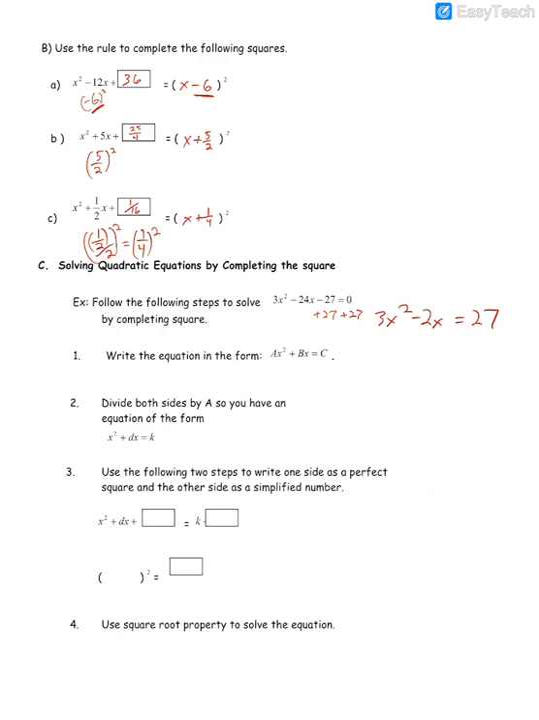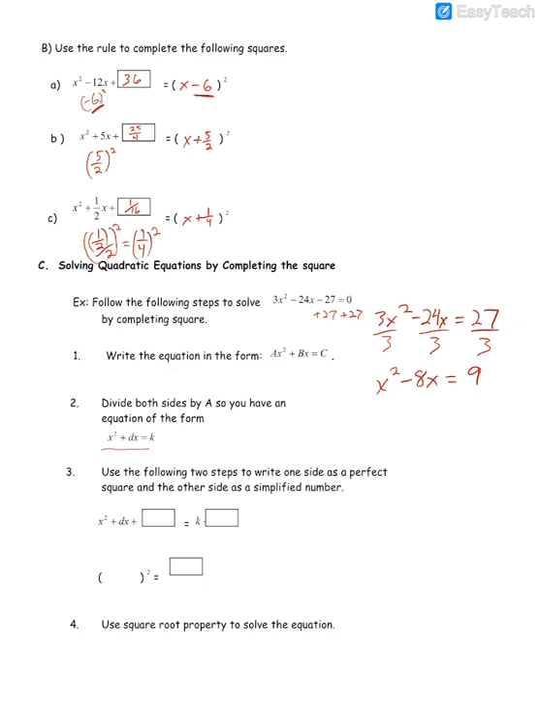equals 27. Divide both sides by a, so you have an equation of the form x squared plus dx equals k. So I'm going to divide everything. Oh, I messed that up here. Hold on. This should be a 24 in there. Sorry about that. That's 24x. All right. So I'm going to divide everything by a. So I'm going to divide by 3 here, divide by 3 here, and 3 here. Make sure you divide everything by that a value. That'll give me x squared minus 8x equals 9.